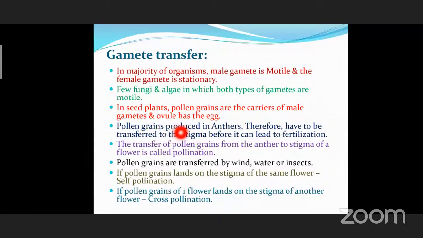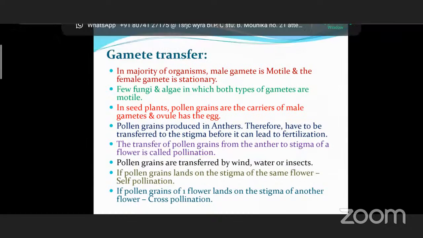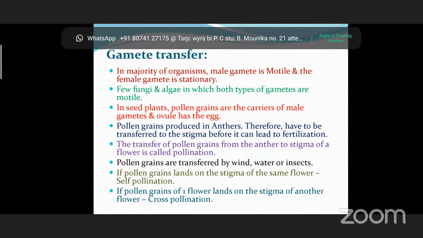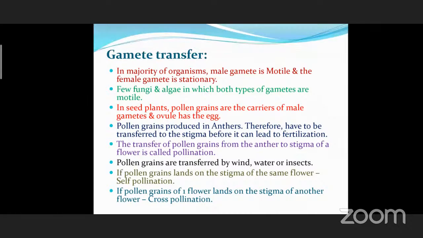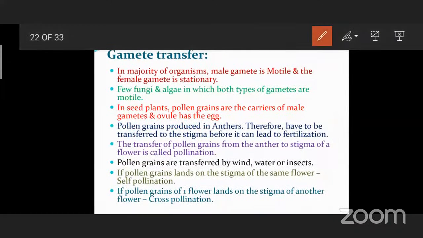fertilization. What is pollination? Transfer of the pollen grains from the anther to the stigma of a flower is called pollination. Pollination is of two types. These two types are self-pollination and cross-pollination.